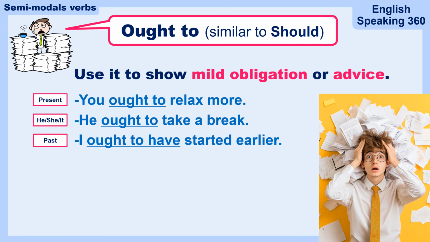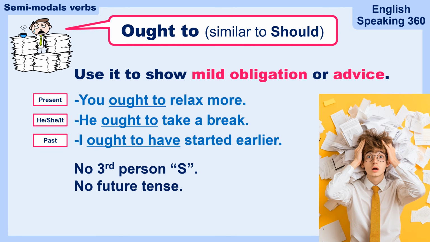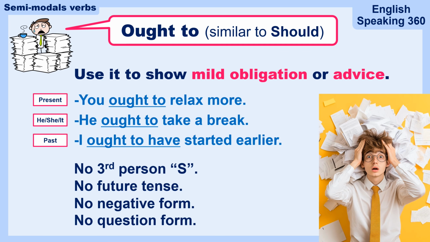Now, like I said, ought to is very special because there is no third person S. You notice here, he ought to take a break, not he oughts to take a break. There is no S. There is no future tense. You cannot say you will ought to relax more. Ought to already has a sense of future. There is no negative form either. You ought not to is a little strange, so we don't use it. And there is no question form, so you have only the present and the past with ought to have.